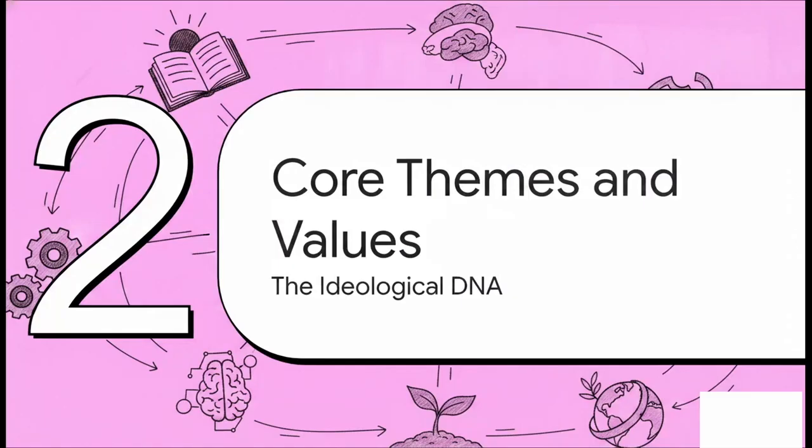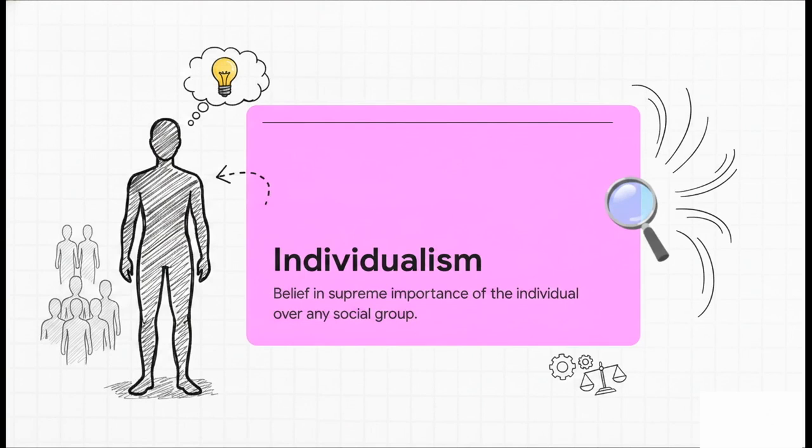Moving right along to Section 2, core themes and values. Let's shift gears and unpack the core DNA here. Individualism is the absolute heartbeat of liberal ideology. See, under feudalism, people didn't really have unique identities. Your life was entirely dictated by your social group, your village, or your class.